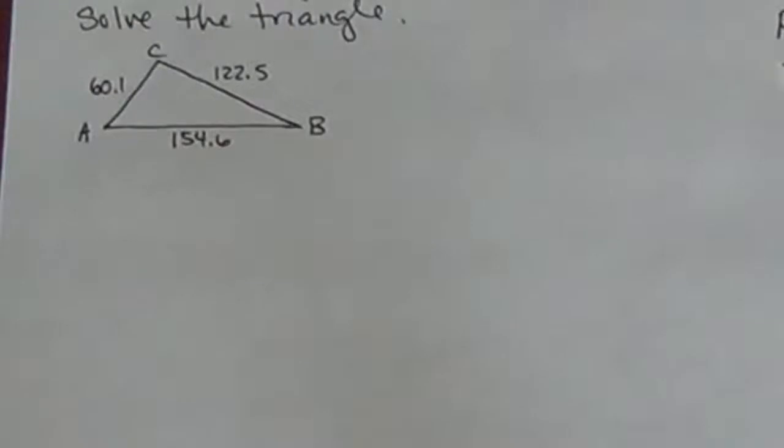So again, to begin this, we need to find at least one of the angles so that we can solve for the remaining angles. To do this, we need to use the law of cosines. And it does not matter at this point which angle you pick because, again, you have all three sides. So pick whichever angle you'd like. I'm just going to go ahead and start with angle A.